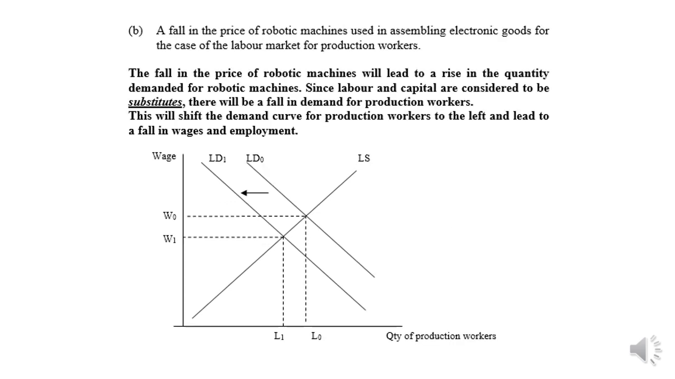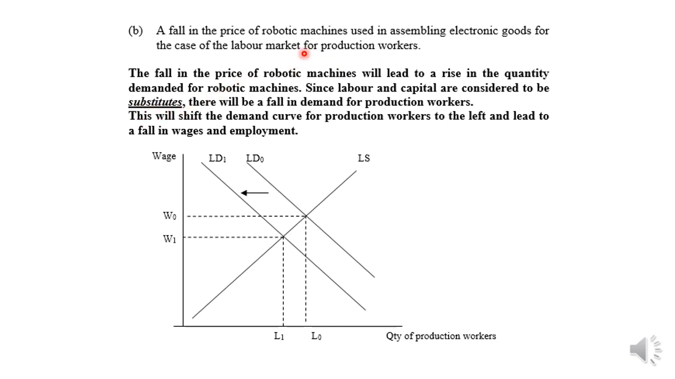Okay, the next scenario we have is a fall in the price of machines, and these machines are used in assembling electronic goods for the case of labor market for production workers. Now, in this scenario, it's quite obvious that the machines are used to replace the workers. Okay, so in this question, they are considered to be substitutes.